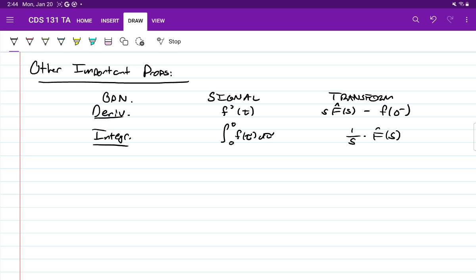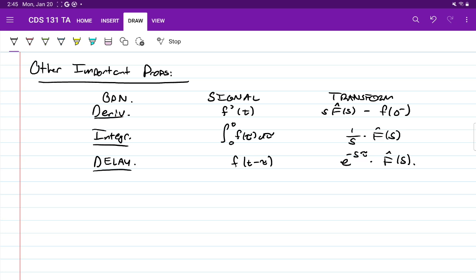All right. Now, one final operation that we like is the delay, right? If I delay a signal by time tau. So if I compute the transform of f of t minus tau, then I'll get e to the minus s tau times f hat of s. Okay? So delaying a signal by time tau in the time domain is equivalent to multiplication by e to the minus s tau in the frequency domain. All right?